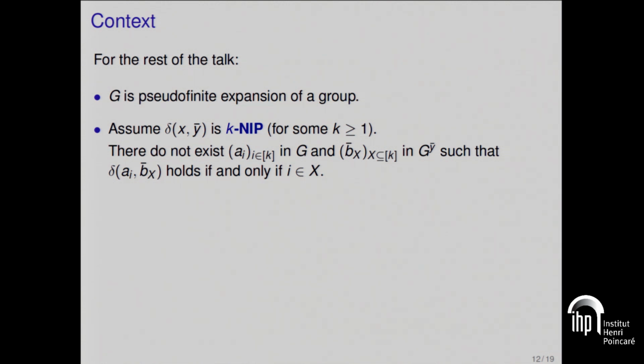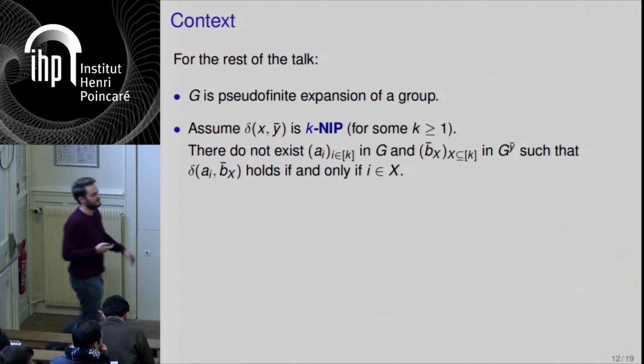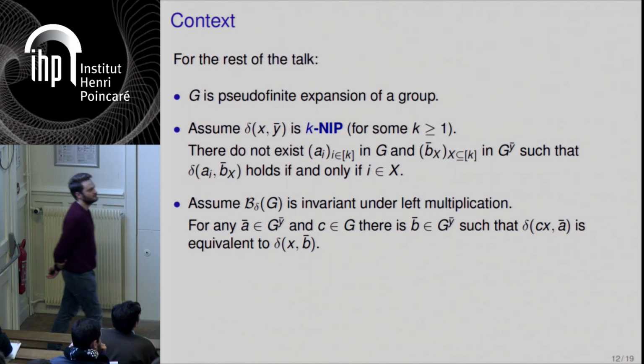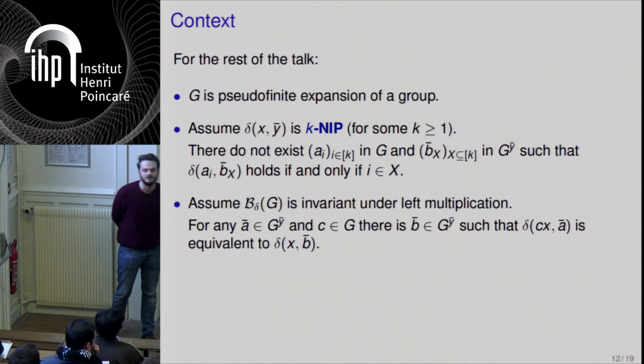It's the same definition as what I said for this formula before. It's just that I have an x and then I have some tuple of parameters y bar. But it basically says that the instances of this formula have VC dimension strictly less than k. So I'm going to assume that for the rest of the talk. I'm also going to make this technical assumption that the set of delta formulas is invariant under left multiplication.